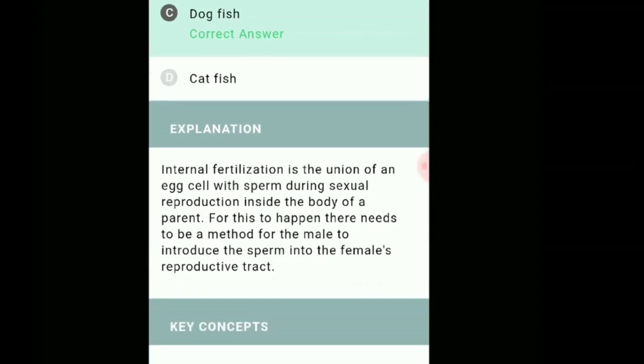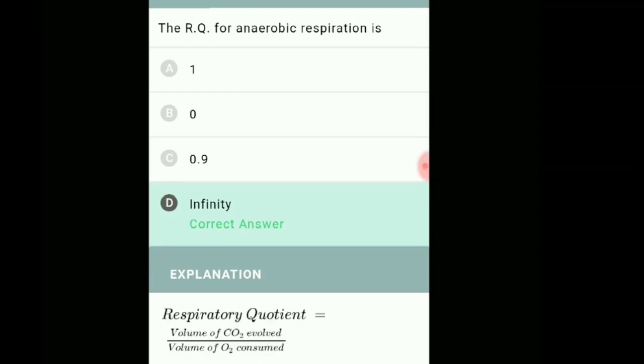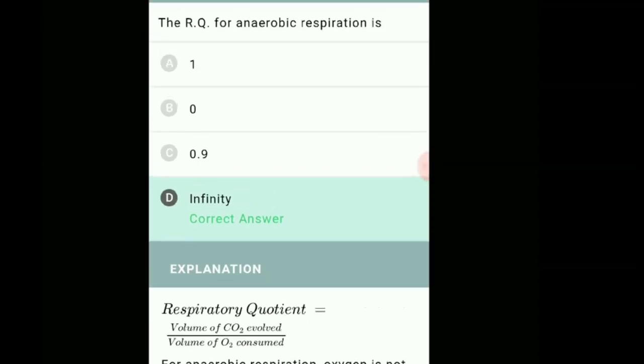Question number 72. Fertilization is internal in. Internal fertilization is the union of an egg with a sperm during sexual reproduction inside the body of the parent, which takes place in dogfishes. So the answer is option C. Question number 73. The respiratory quotient for anaerobic respiration is. During anaerobic respiration, carbon dioxide is given out without consuming oxygen. So the respiratory quotient is infinity. So the answer is option D, infinity.